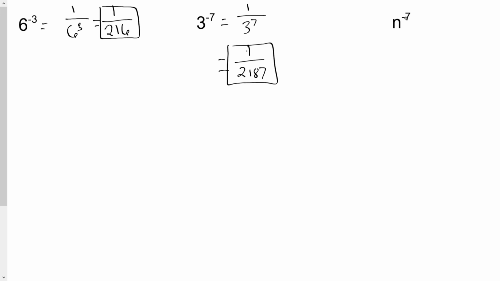Next is n to the negative 7th. Remember, as long as n isn't equal to 0, I can rewrite this as 1 over n to the positive 7th. Because I don't know what n is yet, no one's told me what it is, that's as simplified as I can get. And just so we know, if I ever have a negative exponent, it's not simplified. So if you're ever asked to simplify an expression that has a negative exponent, you've got to get rid of that negative exponent and make it positive.